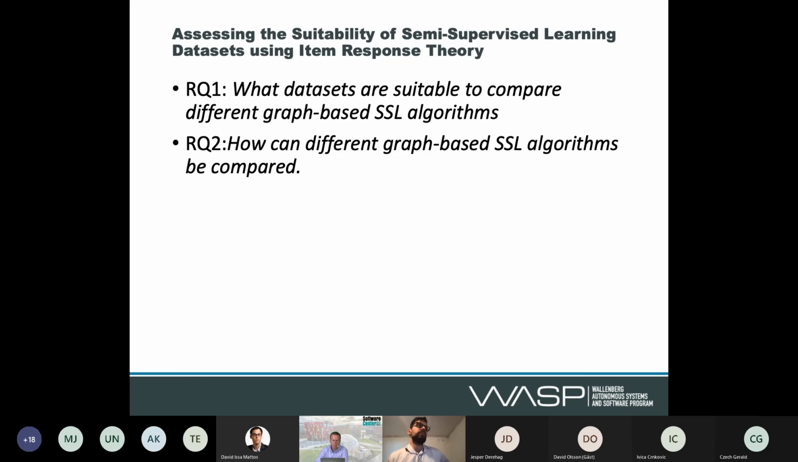semi-supervised learning algorithms, or we wanted to assess the suitability of semi-supervised learning data sets using something called, yes, this is what David talked about, item response theory. So basically we wanted to find out what data sets are the best data sets to compare different graph-based semi-supervised learning algorithms and how we can compare them.